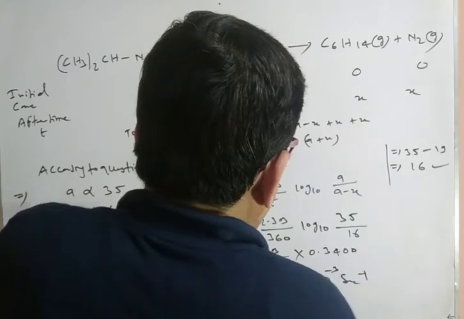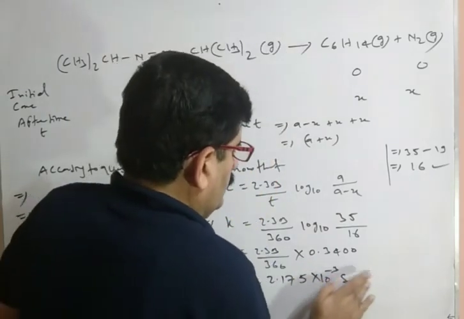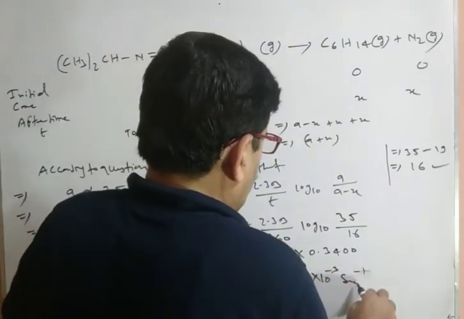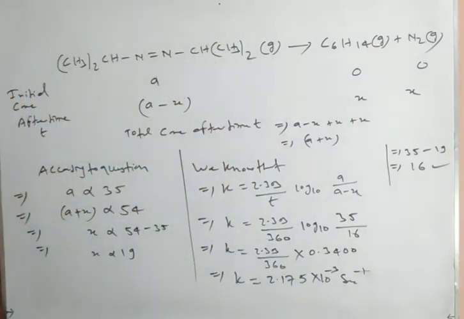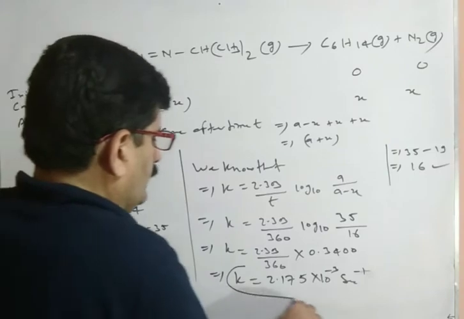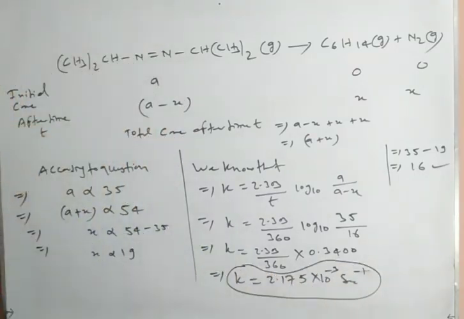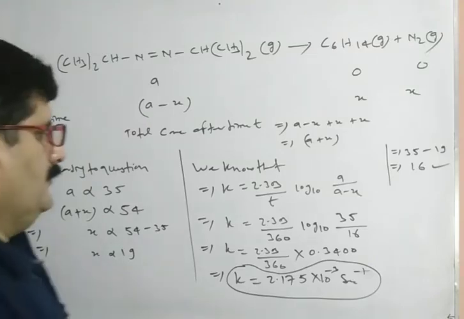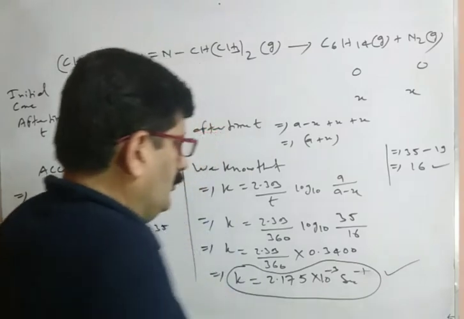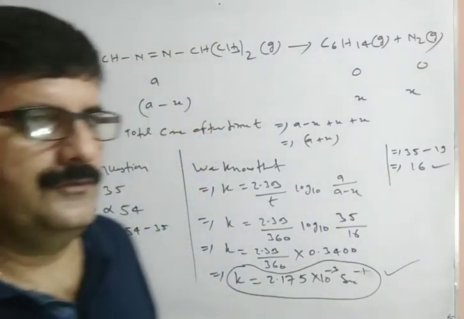Why do we write per second? Because the unit of a first order reaction is per second. So this is the numerical value for k. Our question is to calculate the rate constant. So this is the approximate value of k for this type of problem.